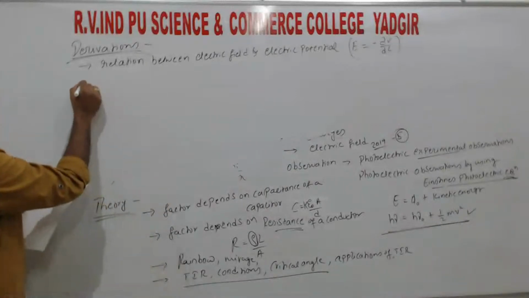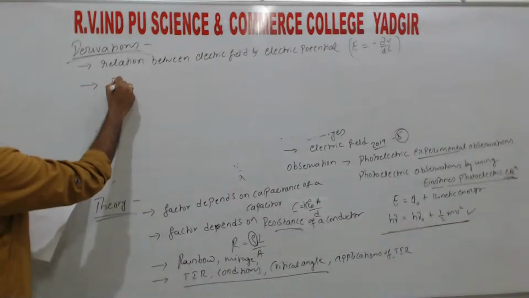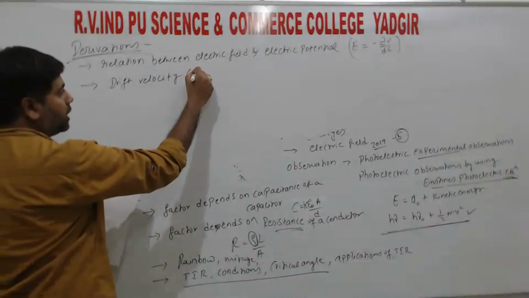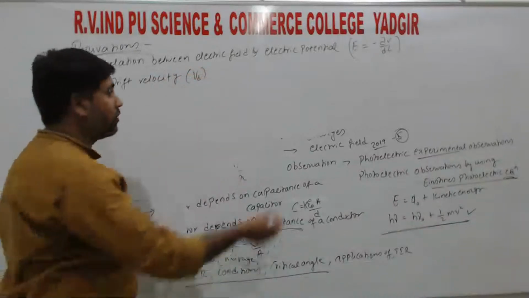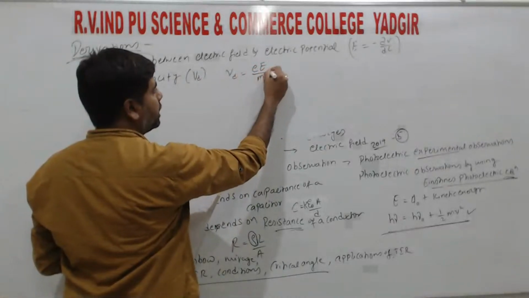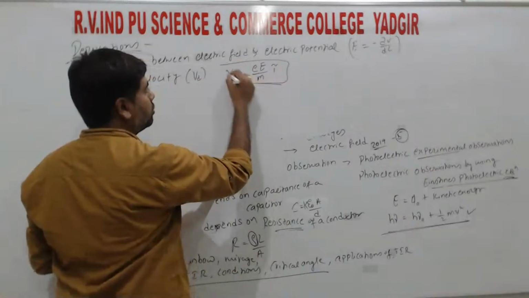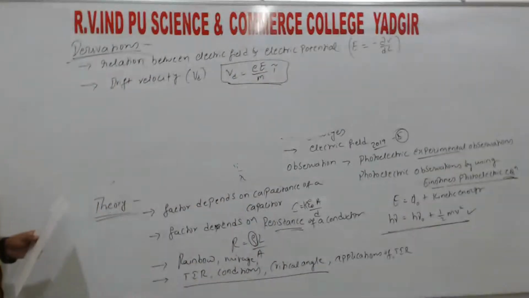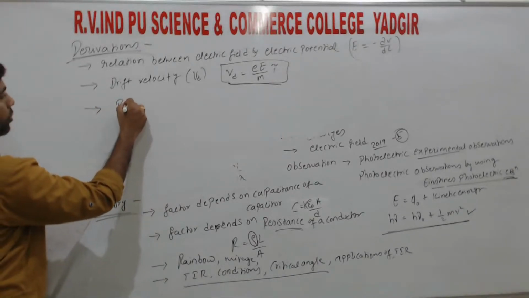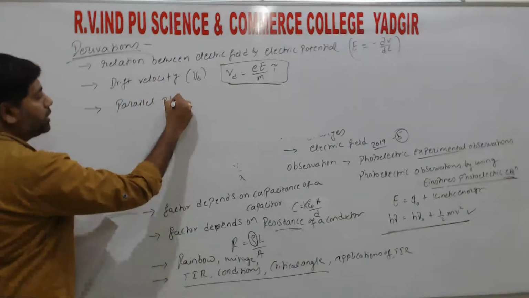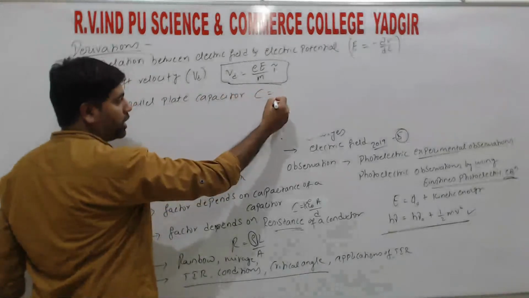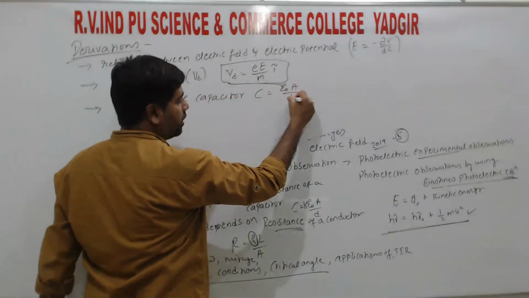The second derivation is drift velocity, that is the Vd relation, right? The relation for drift velocity is Vd is equal to E by m into tau, right? Next, the parallel plate capacitor, right? The formula is C is equal to epsilon naught A divided by D.